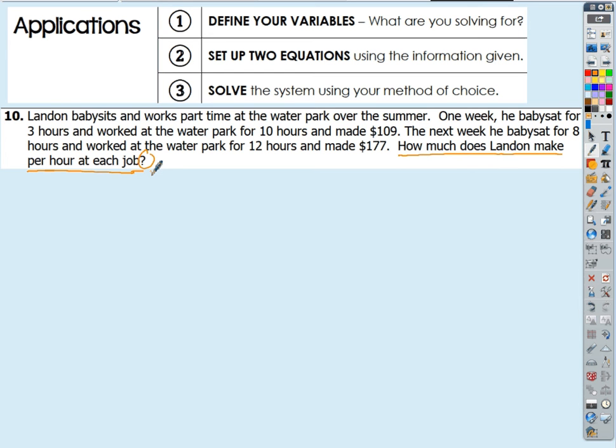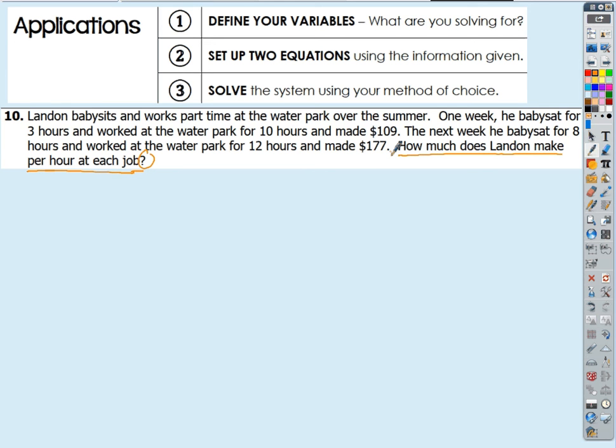Pretty obvious. This would be a pretty dumb question if I gave you all that information and then asked, how many hours did Landon work at the water park the first week? Well, it's 10. It's not an unknown, it's a known, they gave it to you. How much did Landon make combined the second week? Well, $177 right there, it's not an unknown. You don't have to know too much math to find that information. But invariably, if we're doing something meaningful, you're trying to find something that's not given to us. Whatever's being asked in the question represents the unknowns.